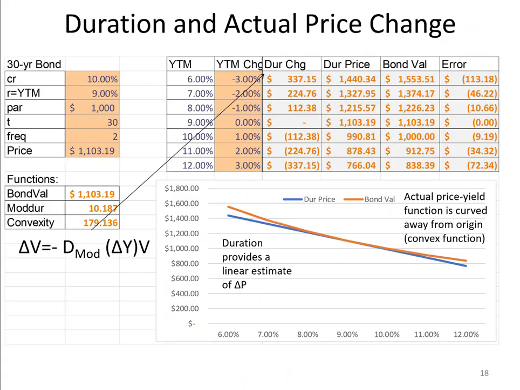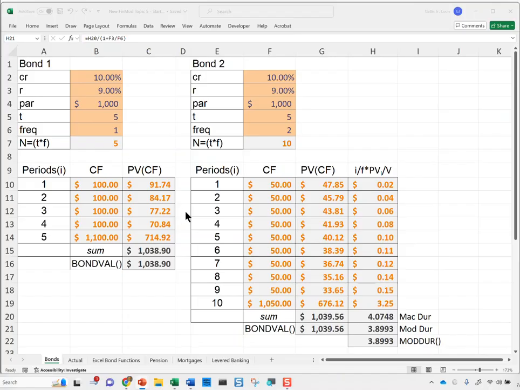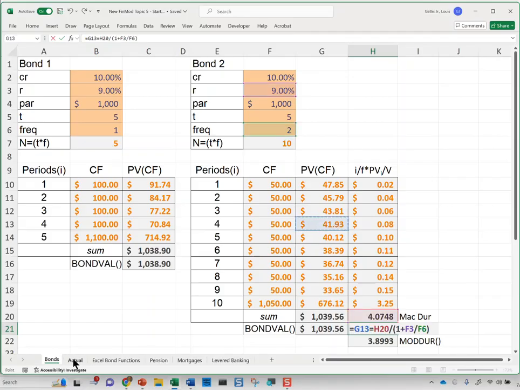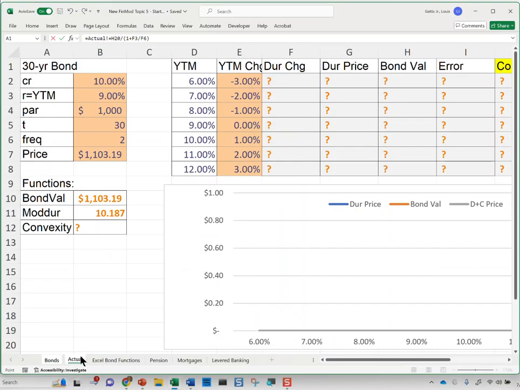So I want to do one more exercise before we end this section. I want to use our duration function to calculate changes in the price of a particular bond and talk about that. So let's go back to our spreadsheet. And I want to go to this tab or worksheet called Actual.